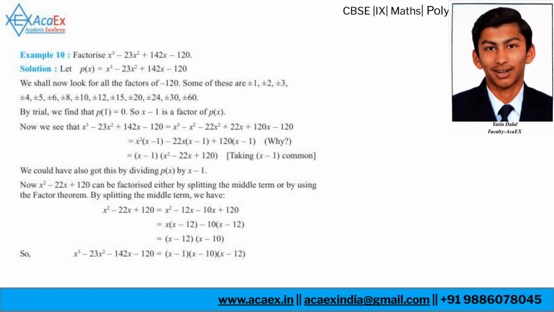Dividing the polynomial by x minus 1 gives the quadratic x squared minus 22x plus 120. We factor this quadratic by splitting the middle term, which gives (x minus 12) times (x minus 10). Therefore, the complete factorization is (x minus 1) times (x minus 10) times (x minus 12).